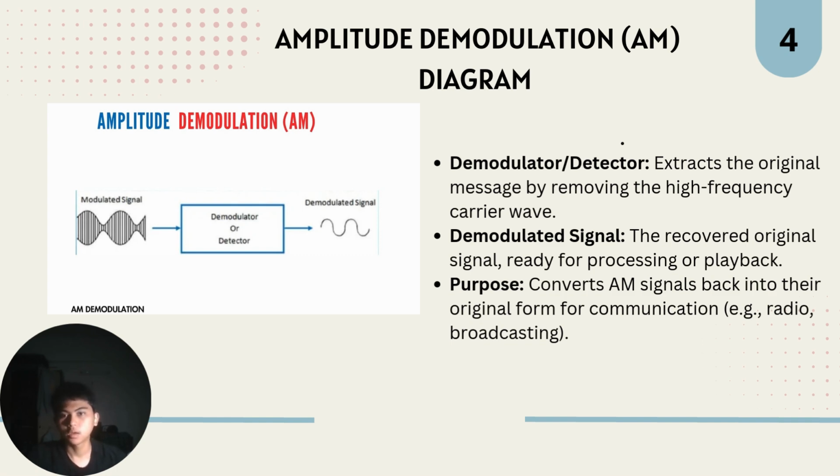Slide 4. Demodulation is the process of recovering the original message from the AM signal. The demodulator circuit removes the high frequency carrier wave, leaving behind the message. This is done using a diode and a low pass filter. AM demodulation is widely used in radio receivers to play sound. The diagram here shows how the AM signal is processed. The top graph is the modulated signal before demodulation, and the bottom graph is the recovered signal, which looks like the original signal from slide 3.